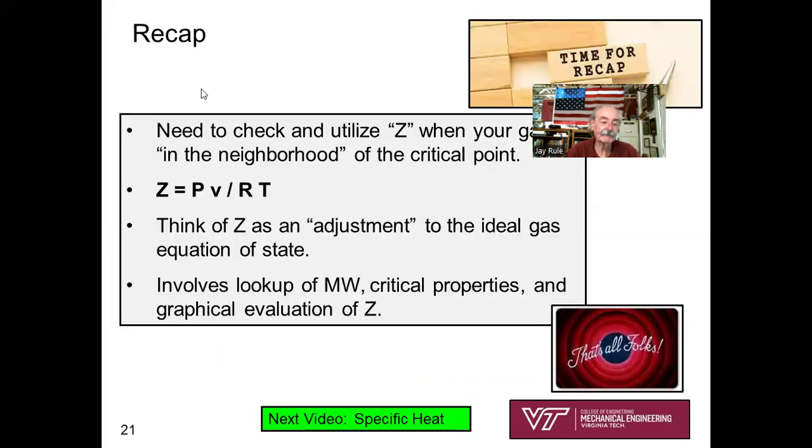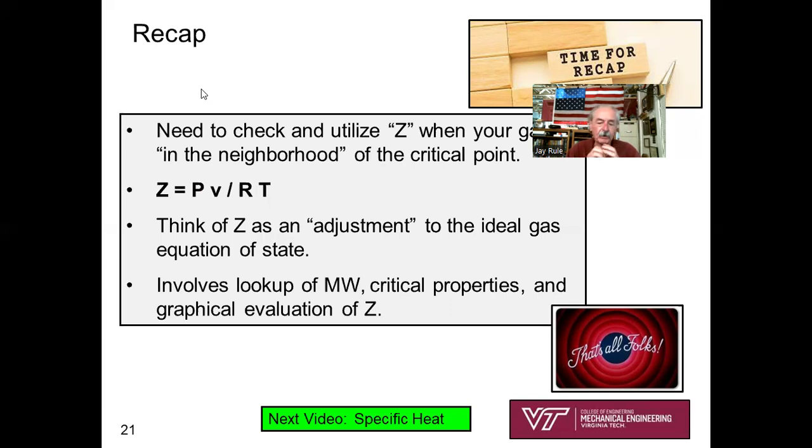So what's our recap? You need to check and utilize Z when your gas is in the neighborhood of the critical point. That's kind of rare. Remember the definition of Z: Z is Pv over RT. The way I remember it is Pv equals ZRT, where v is little v. Think of Z as an adjustment to the ideal gas equation of state.